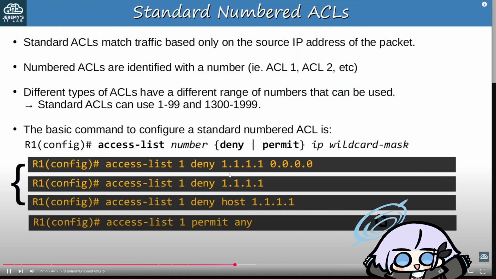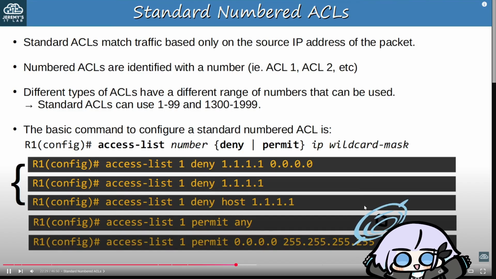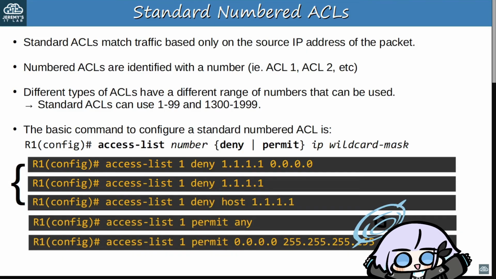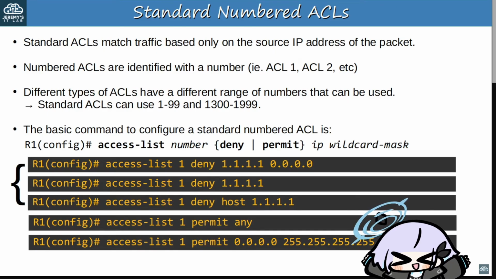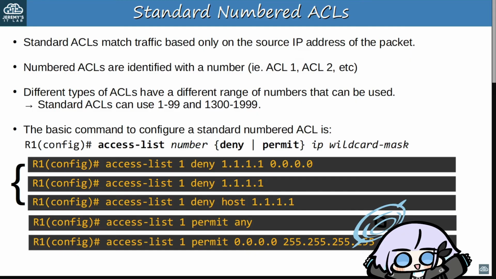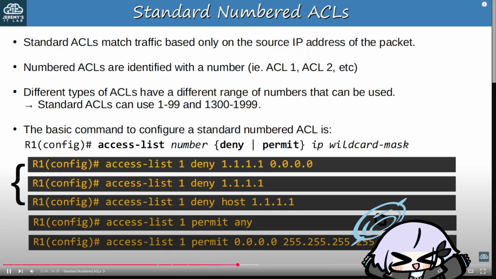What IP address and wildcard mask matches all addresses? All 0 and all 255. The answer is 0.0.0.0 255.255.255.255, which is 0.0.0.0/0, and matches all addresses. So these two options are exactly the same.